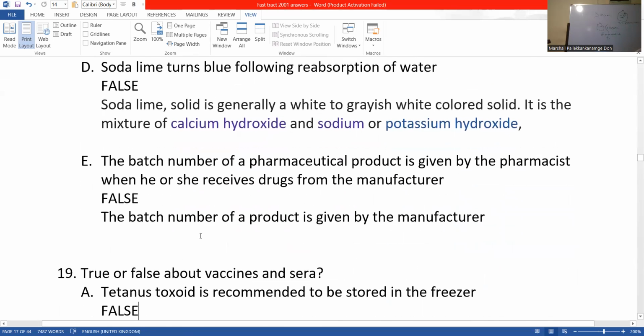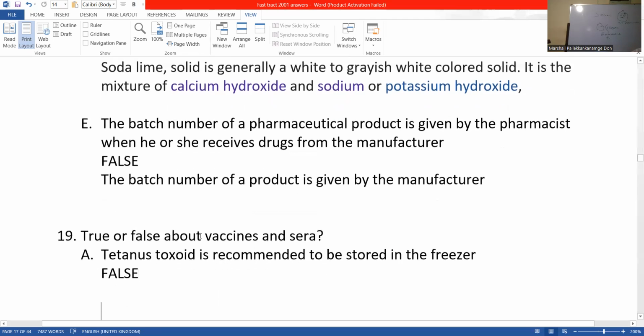Soda lime turns blue following reabsorption of water. That is false. Soda lime is always calcium hydroxide and sodium hydroxide. That mixture is always white. The only compound that turns blue after absorption of water is anhydrous copper sulfate. Anhydrous copper sulfate is a gray colored powder. When it absorbs moisture, it becomes blue.